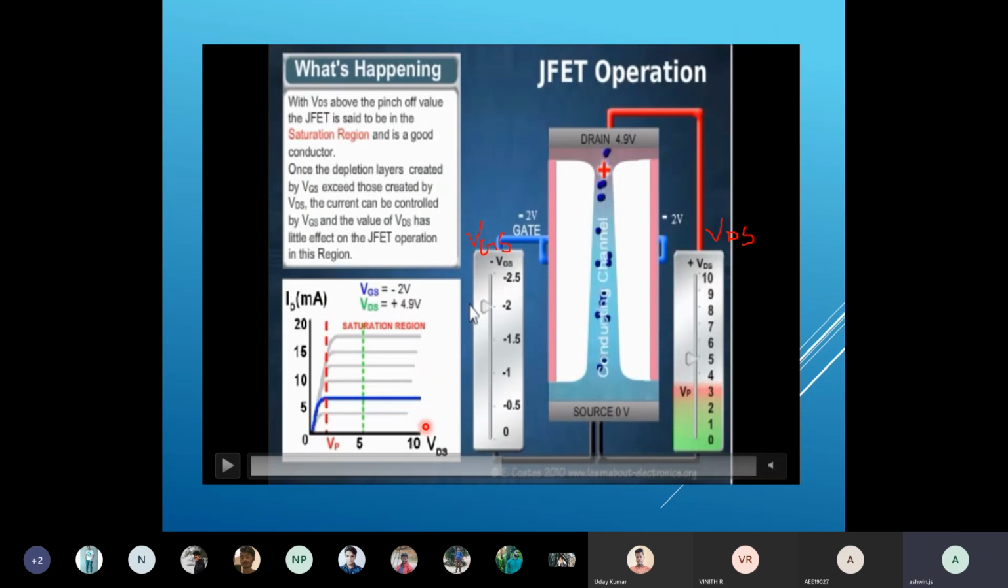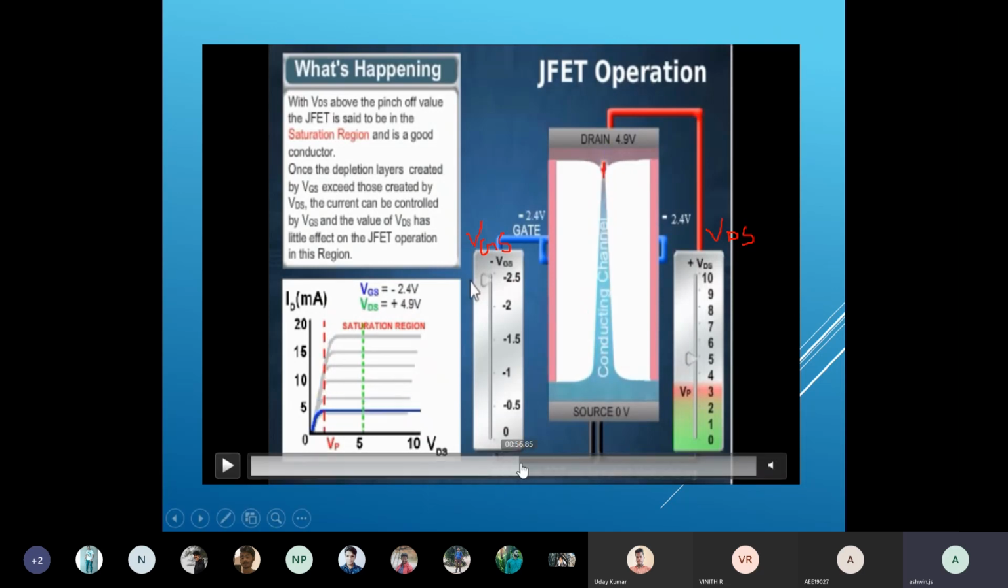So there is no conduction occurring. If you increase the gate voltage to -2.5, no conduction will occur. So that area represents your cutoff region. So JFET cannot make a conduction.